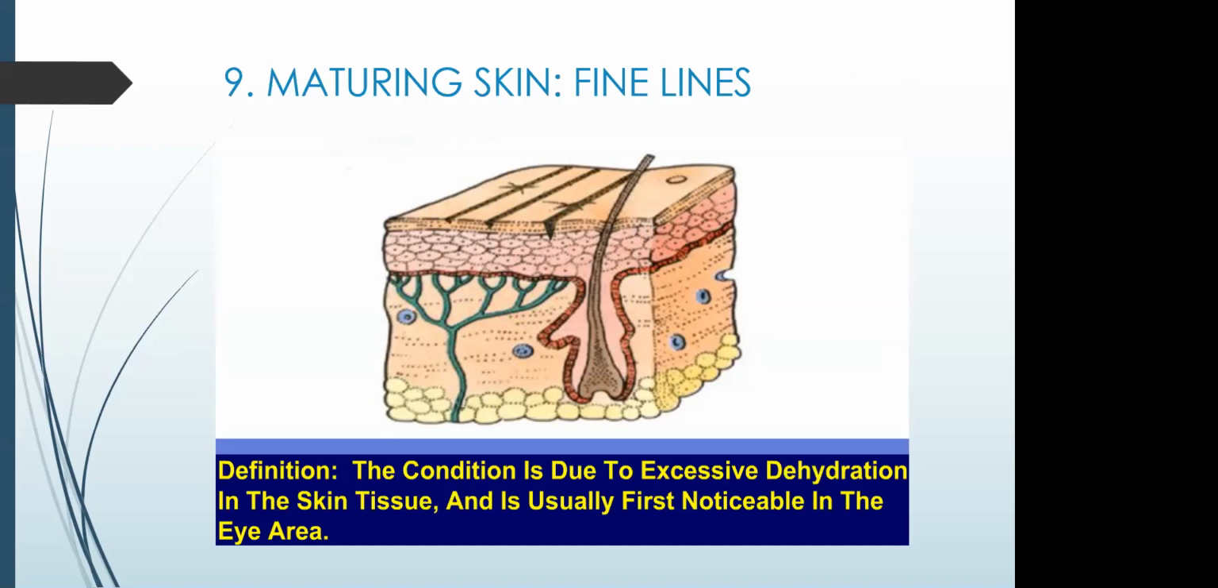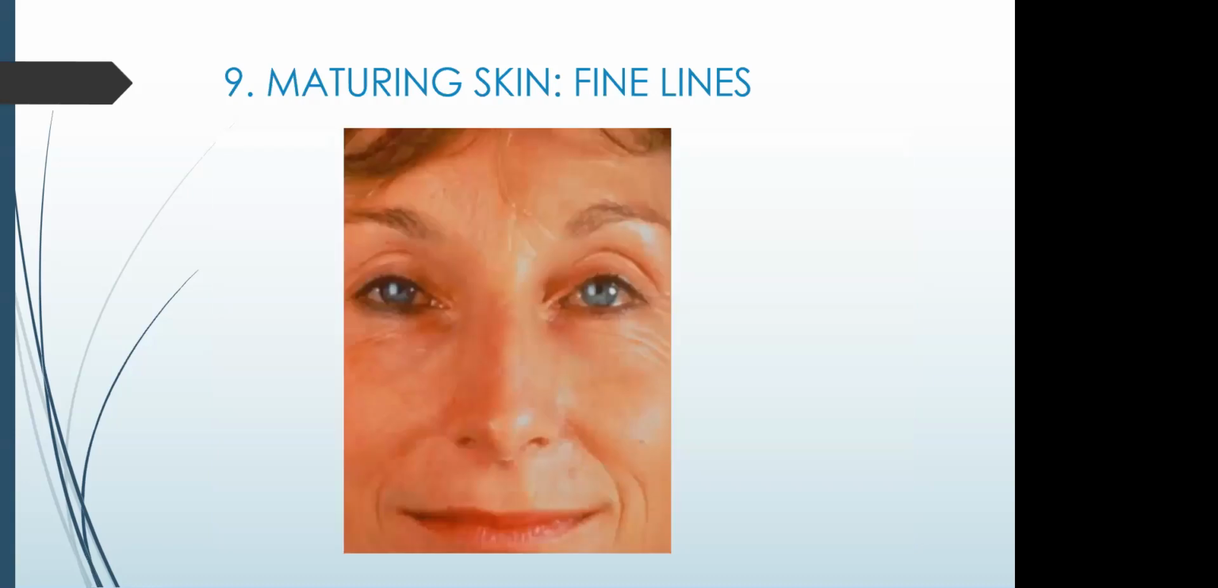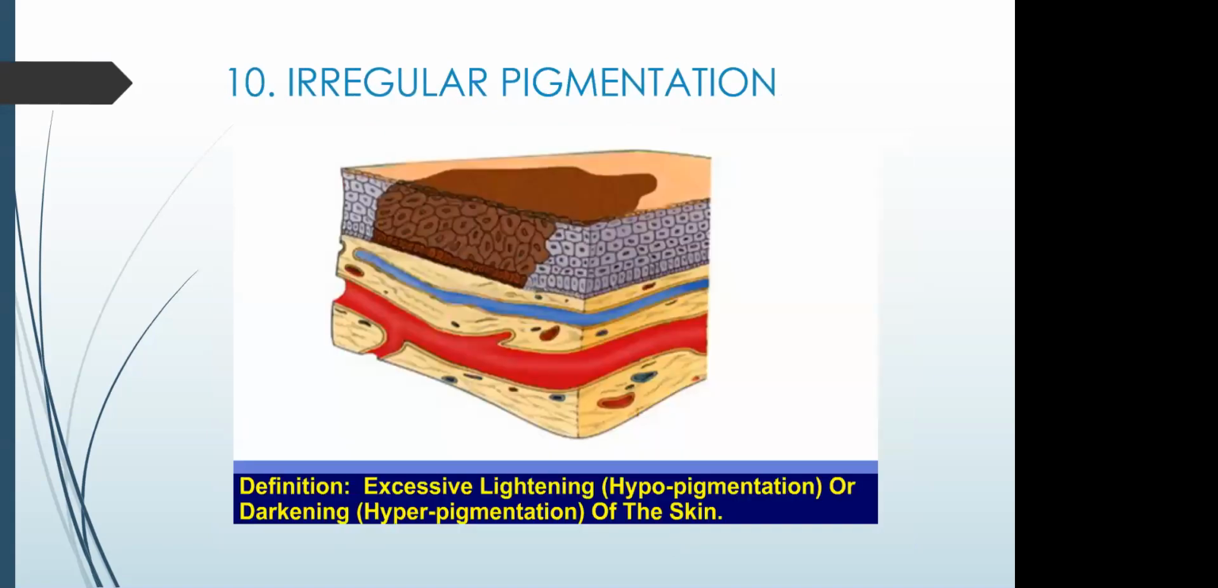And then as we age, we lose our elasticity. And here's an example of fine lines. Number 10, irregular pigmentation. So, appearance: hypopigmentation is a lack of pigment or melanin in localized areas. Hyperpigmentation is excessive pigment in localized areas.